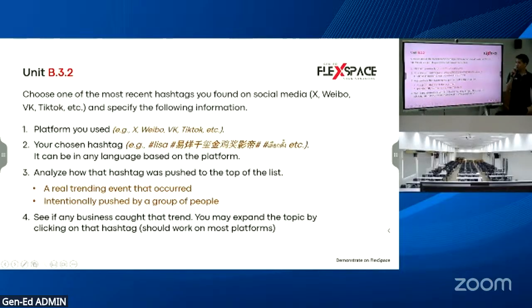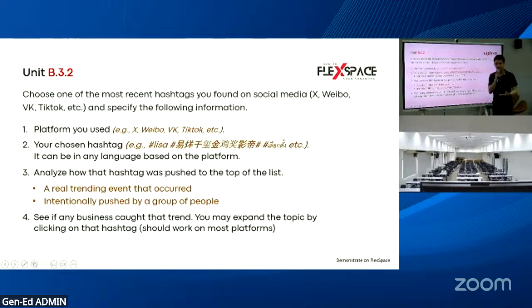And what we are going to do in the next activity, unit B.3.2. If you browse on this page, you see the instruction. We want you to choose one of the most recent hashtags you found on social media, on any platform: X, Weibo, VK, TikTok, etc., and specify the following information. Everyone uses social media, right? Choose the one that you prefer: X, Weibo, TikTok, VK. I think nobody here has used VK.